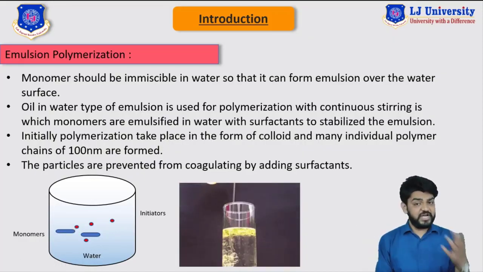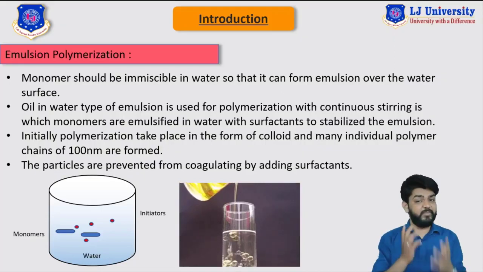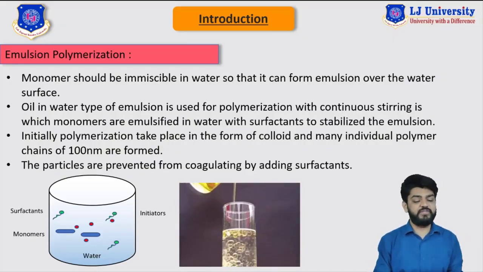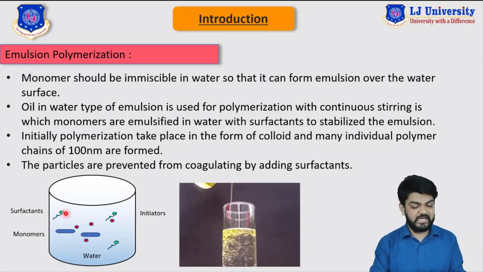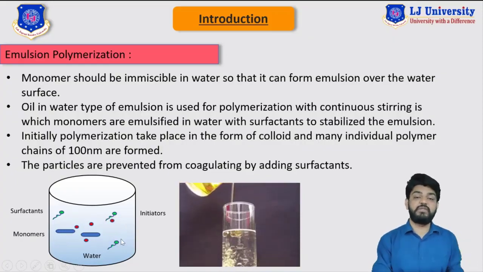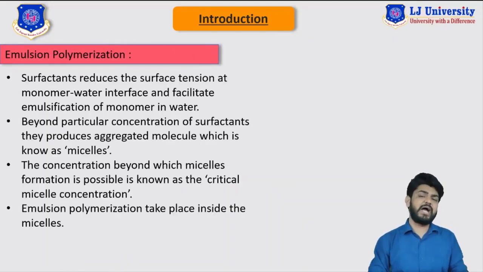So now the question is how we can achieve such type of polymerization. Well, the answer is very simple: with the help of the surfactants. You can see here now I have added these surfactants, which will eventually help us to get a long chain of the polymer. Now let's see how we are going to get this long chain of the polymer.